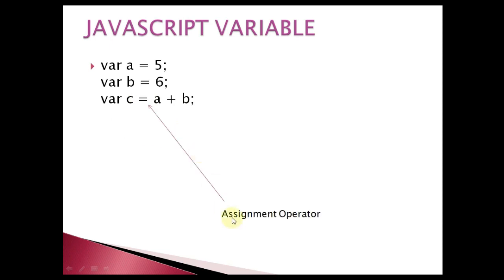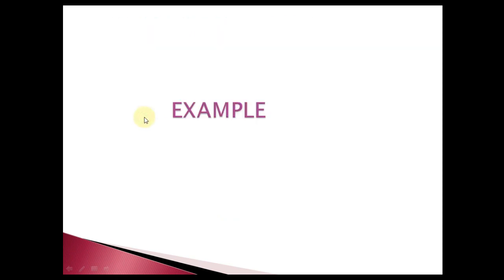Now you can see that this operator, is equal to, is an assignment operator because it is assigning a value that is on the right side to the variable on the left side. So that's why it is called an assignment operator. So for a plus b, the values of a and b will be added and assigned to the variable c. Next, I will explain some examples that I have written.